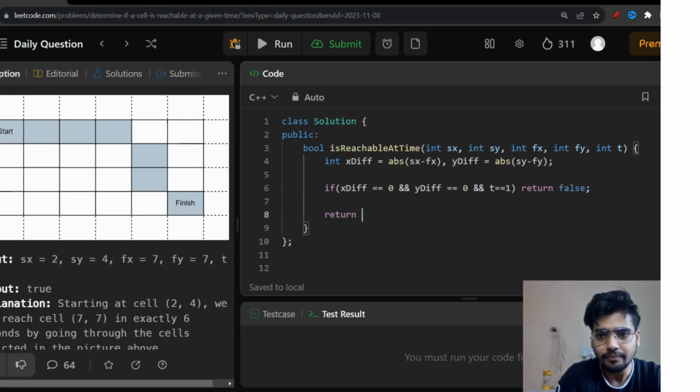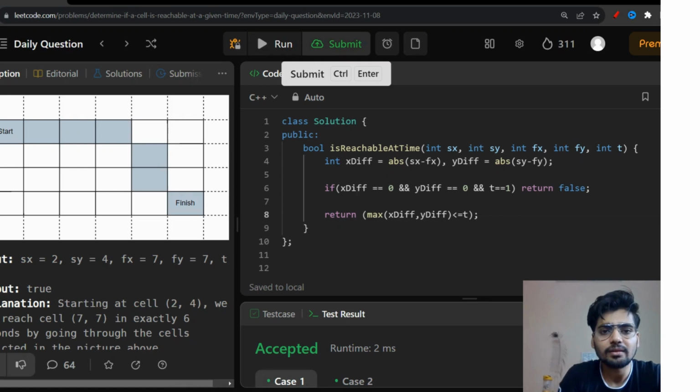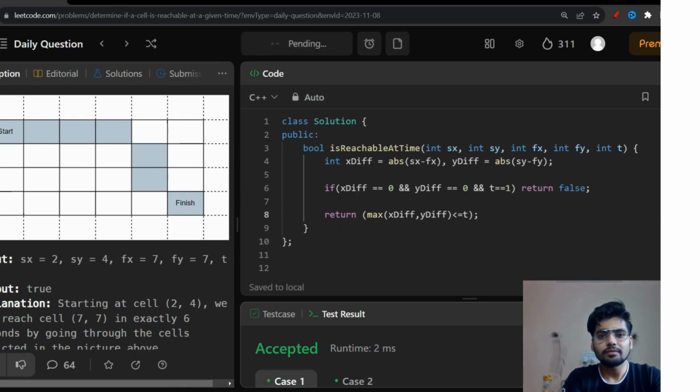And at last, what we have to return? We have to return the max of x difference and y difference is less than or equal to t. Now we run this code, and this code is accepted.